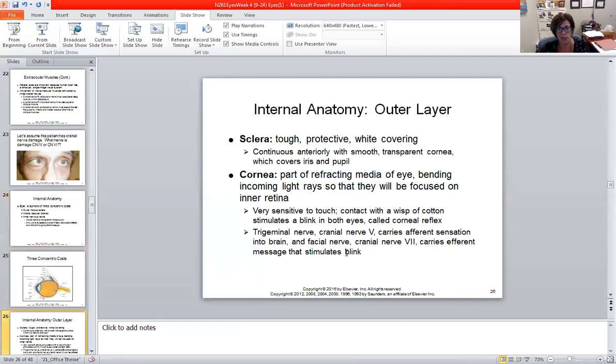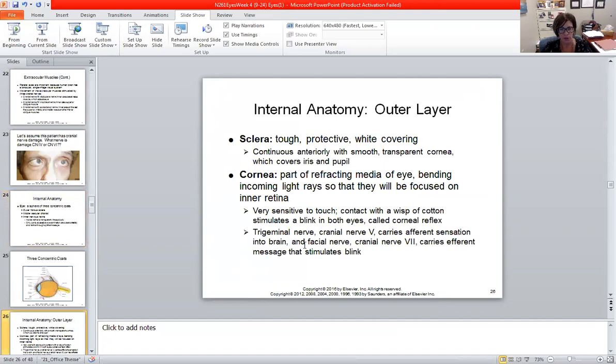So again, the sclera is a tough, white, protective covering. The cornea is smooth, transparent, and covers the iris and the pupil. The cornea is part of the refractory media of the eye, bending incoming light so that we'll focus on the retina. It's sensitive to touch, and you may have heard of people that have had a torn cornea. The stimulation, like the wisp of a cotton, is usually how they check it. We'll check the corneal reflex.